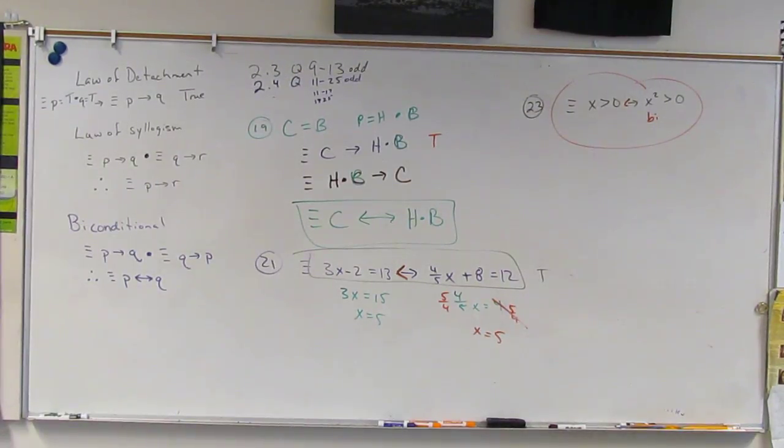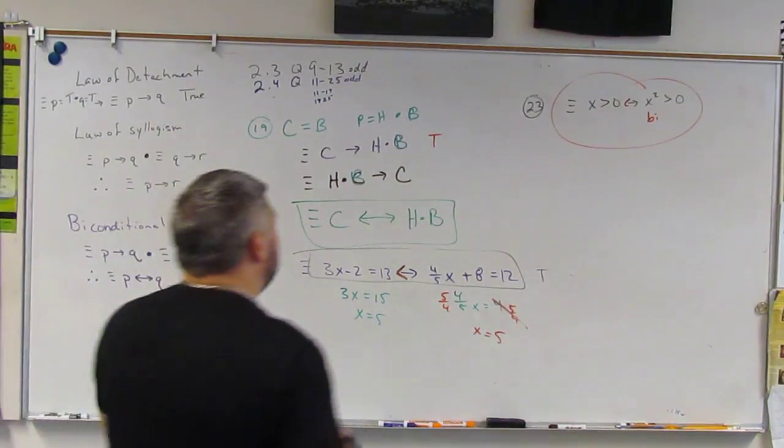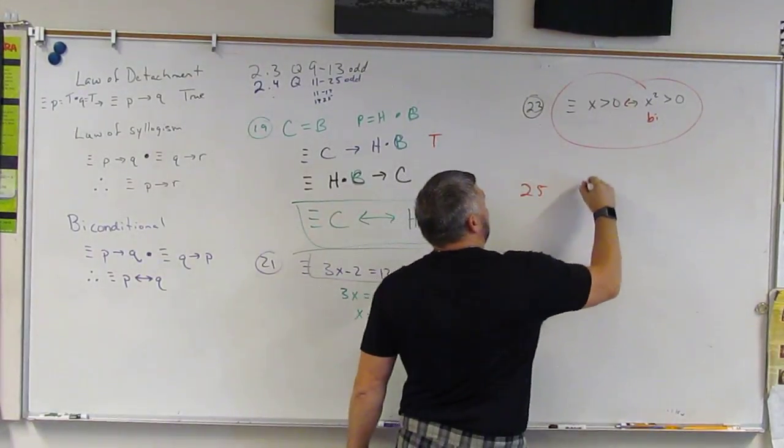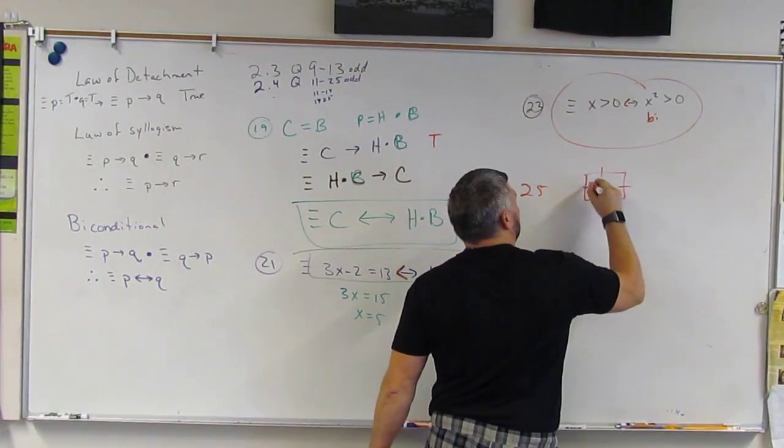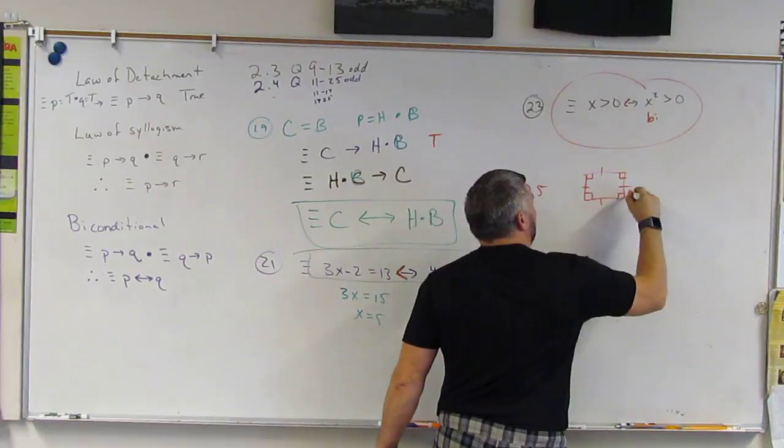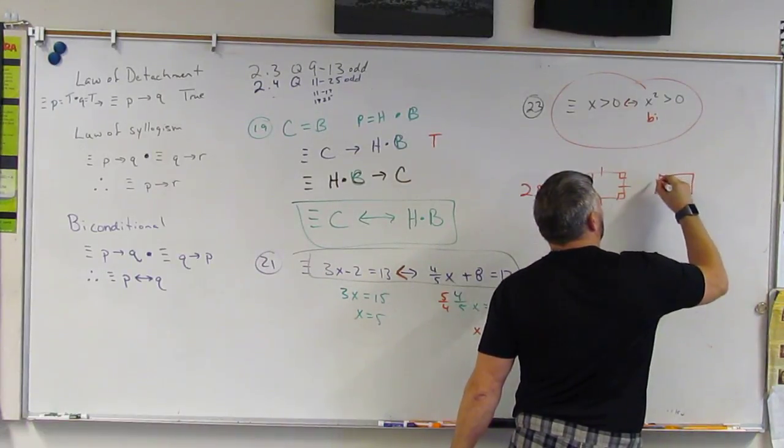All right, 25. A definition is square and not squares. Okay? Here it is, 25. Square and not squares.